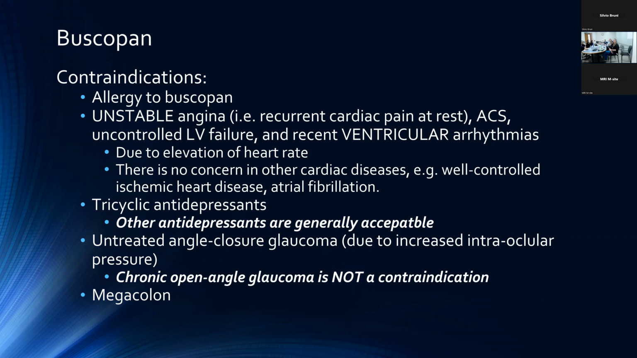Really, the most common contraindication that's generally used across the board relates to the effects on heart rate, with buscopan generally to be avoided in any patients with unstable angina. So really any history of recurrent cardiac pain at rest. A history of any recent acute coronary syndrome, so any recent heart attack or anything else of that sort. Uncontrolled, generally left heart failure, but uncontrolled heart failure in general, or known, again, generally left ventricular arrhythmias.